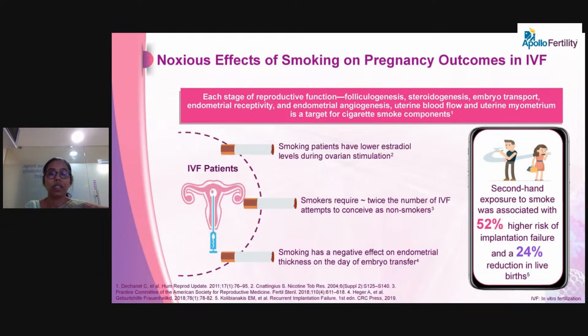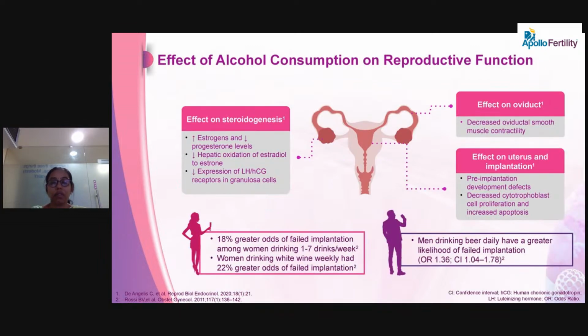Next, coming to smoking. The noxious effect of smoking on pregnancy outcome in IVF. Each stage of reproductive function, right from folliculogenesis, steroidogenesis, embryo transport, endometrial receptivity and endometrial blood flow, is compromised in women who smoke. Smoking patients have low estradiol levels during ovarian stimulation, and smokers require twice the number of IVF attempts to achieve a pregnancy compared to non-smokers. Smoking has a negative effect on endometrial thickness as well as on blood flow. Passive smoking plays an equally important role in fertility as active smoking.